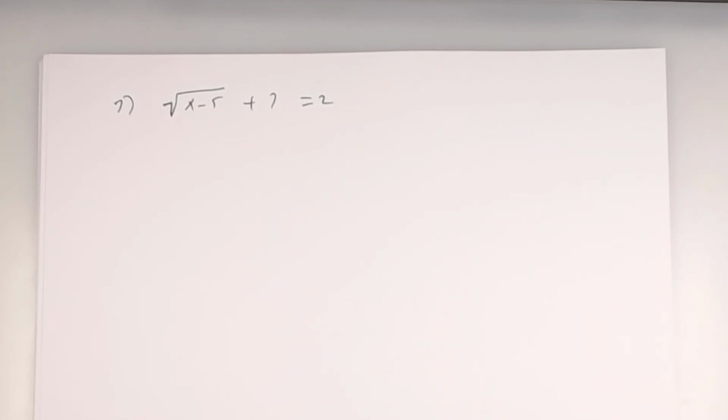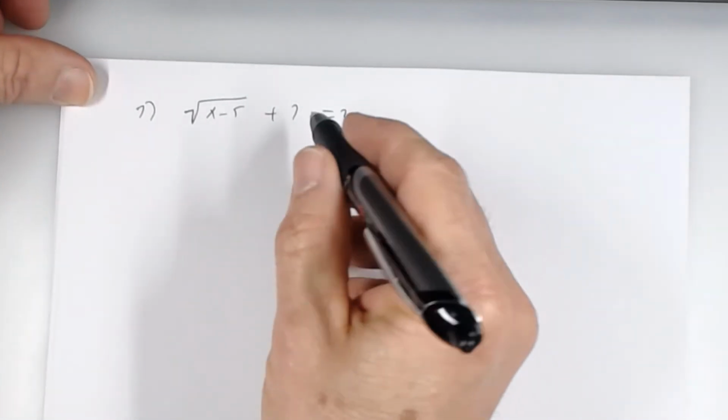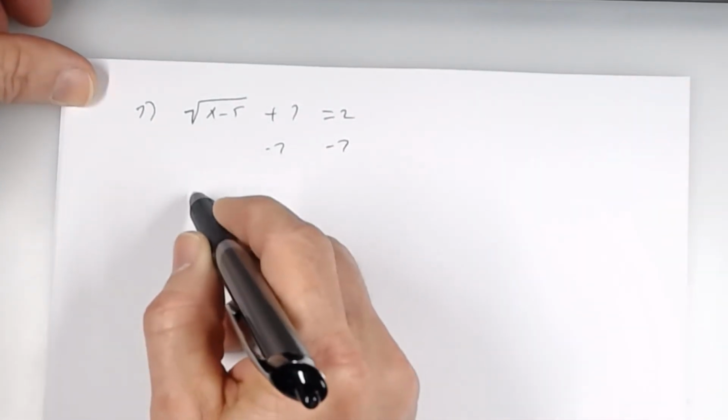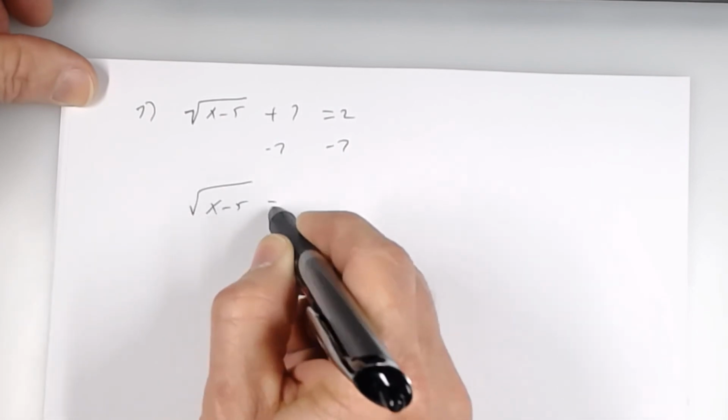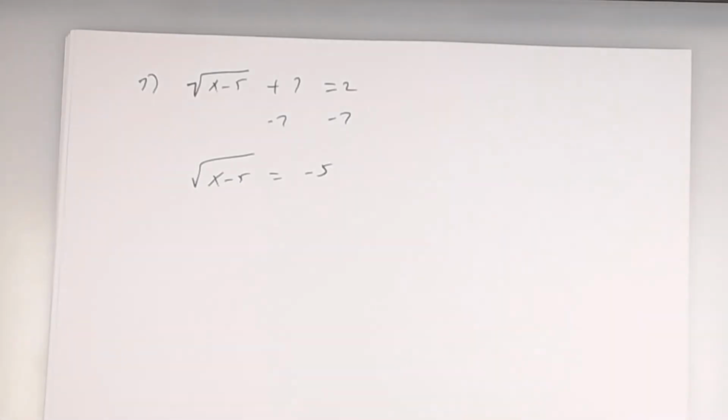So what's the first step? Isolate the radical, so what do I need to do? Subtract 7, right? So I get the square root of x minus 5 equal what? Negative 5. All right, so that's where I'm at.